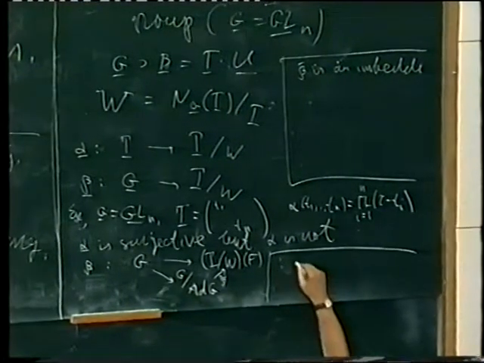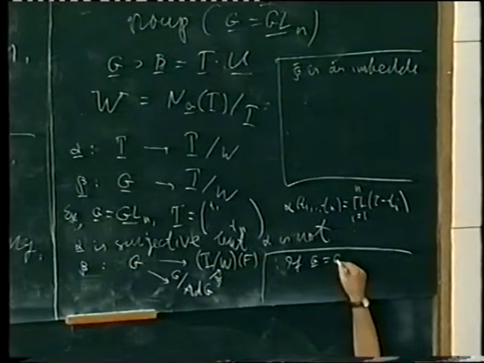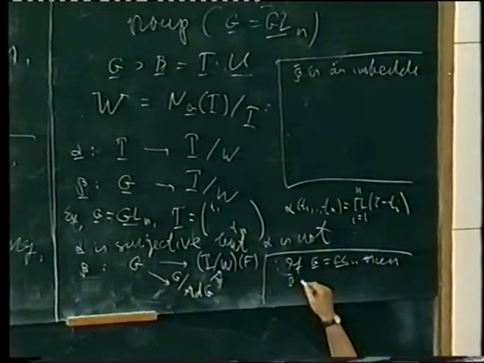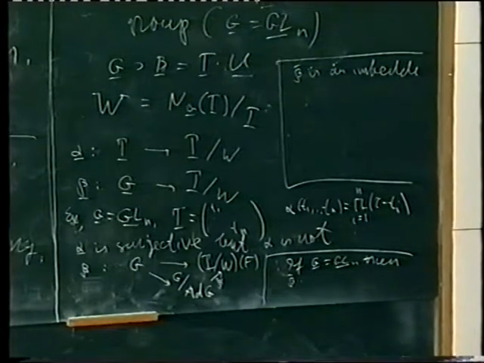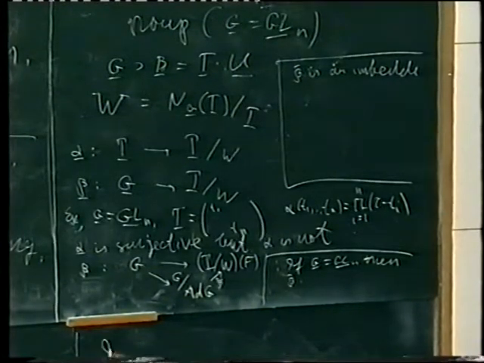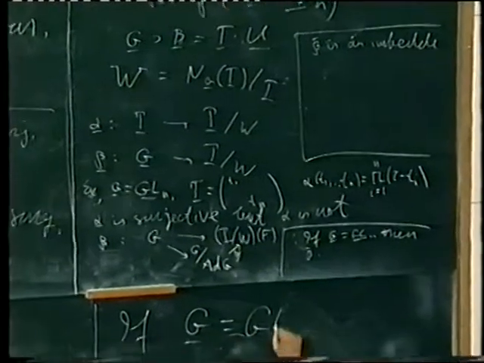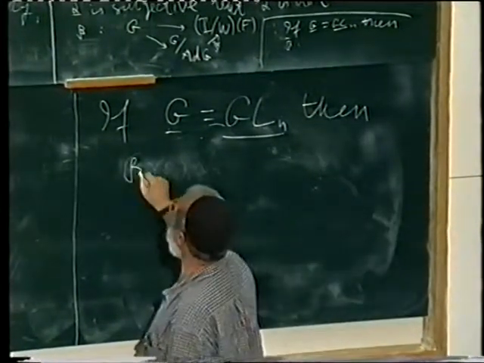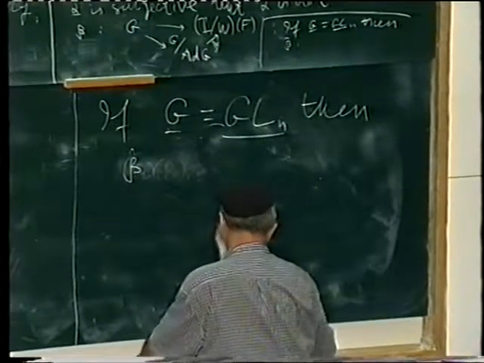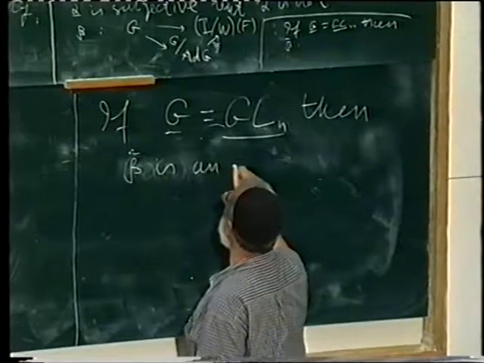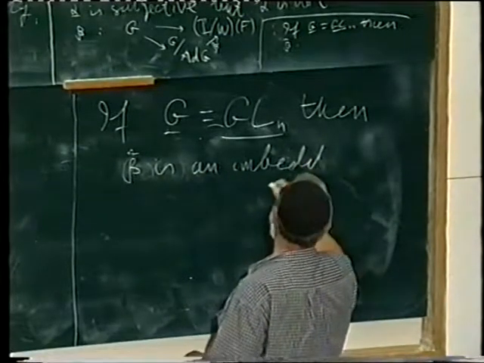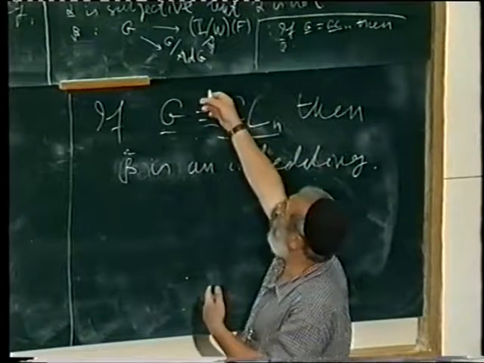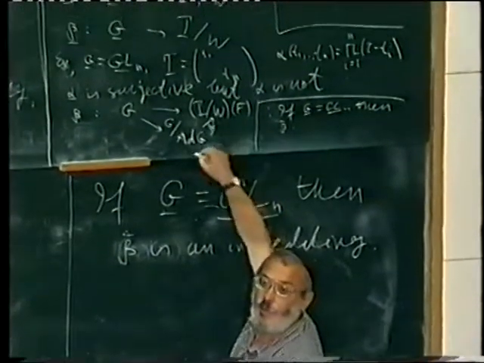And now there is an important thing. If G is GLn, then beta tilde is an embedding. As I say, ignore the existence of unipotent matrices. It means if two regular matrices have the same characteristic polynomials, then they're conjugate over the field.